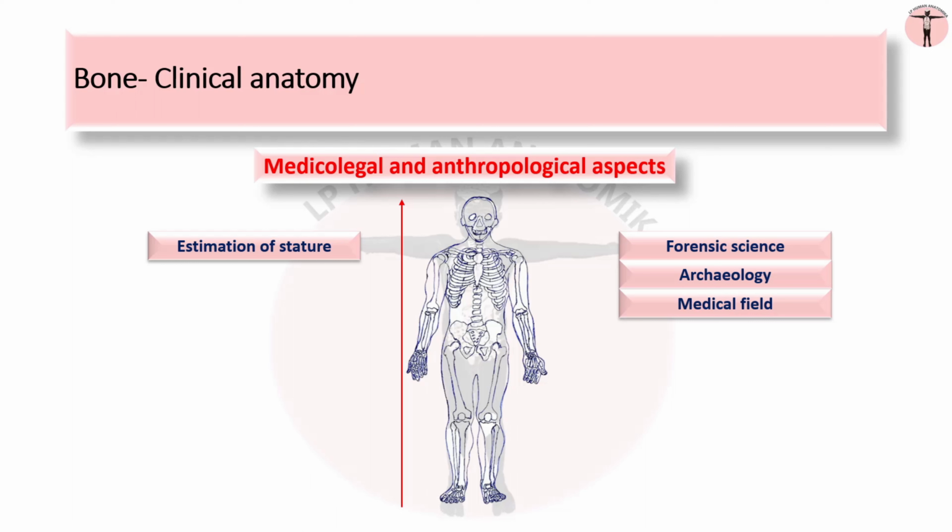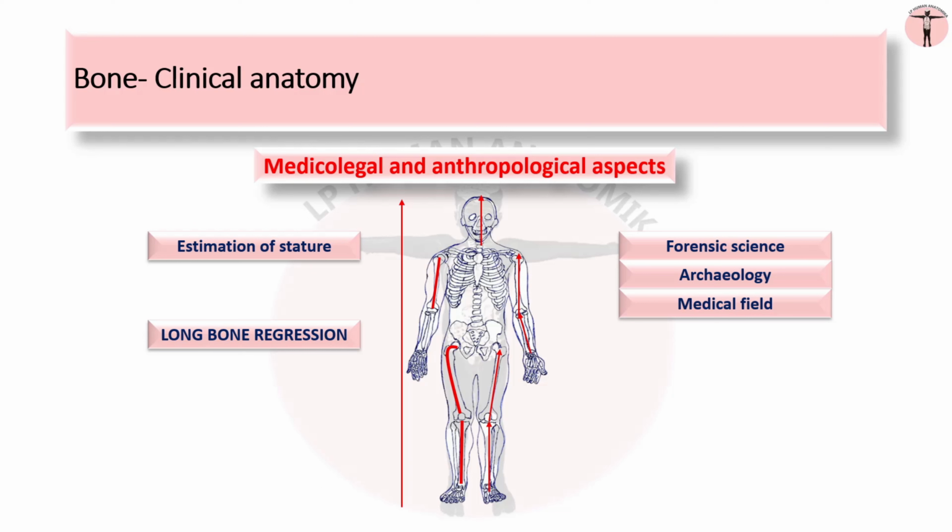To estimate the stature, various measurements are taken on the body, including the length of the head, arms, legs, and other body parts. These measurements are then compared to population data to estimate the person's height. One common method used to estimate stature is the long bone regression method. This method involves measuring the length of long bones such as the femur, tibia, and humerus.